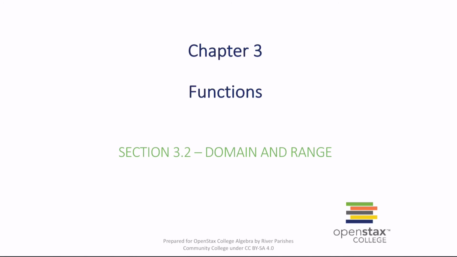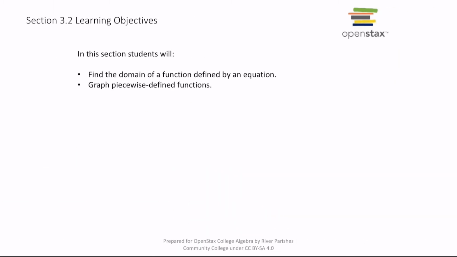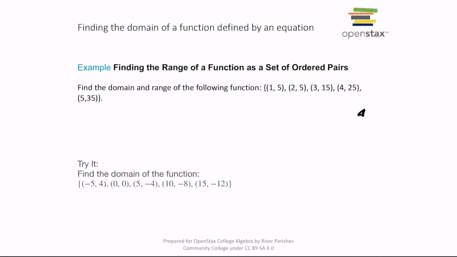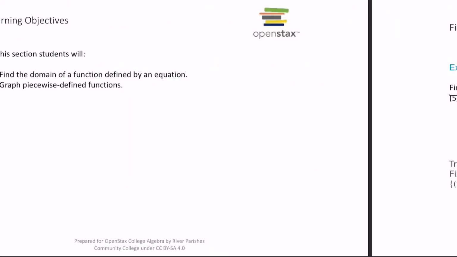Welcome to lecture 2. In this lecture we'll continue our topic on functions and domain and range. We already discussed that whenever we have a function, the input is the domain, the output is the range. When you have an ordered pair of numbers, which is the domain and which is the range?